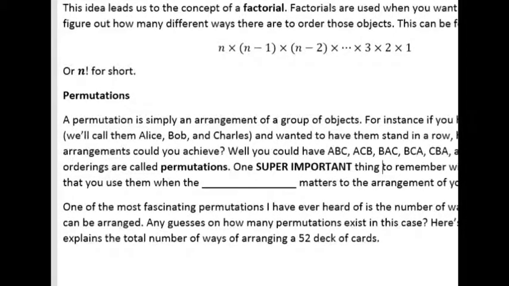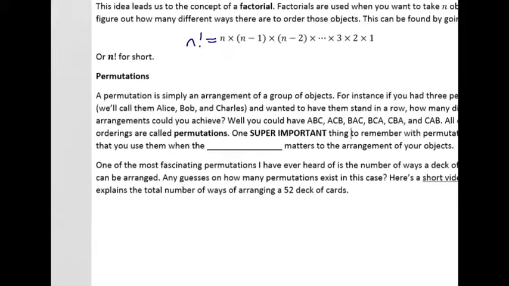So n factorial is basically your first number times that number minus 1. So it would be 10 times 10 minus 1, which is 9, times the number you started with minus 2, which would give you 8, and so on until you get down to 1. So 10 factorial is a shortened way of writing 10 times 9 times 8 times 7 times 6, and so on. Or n factorial for short.